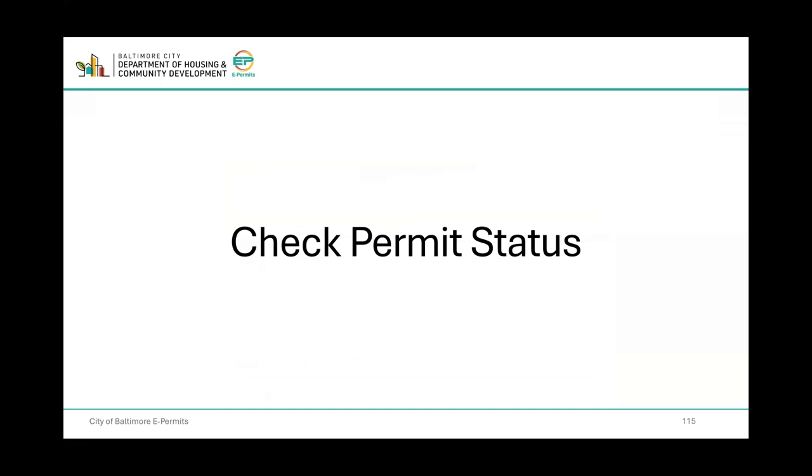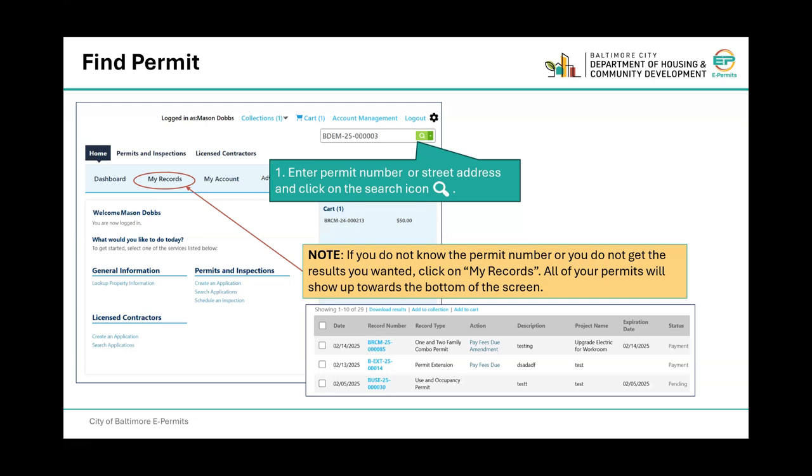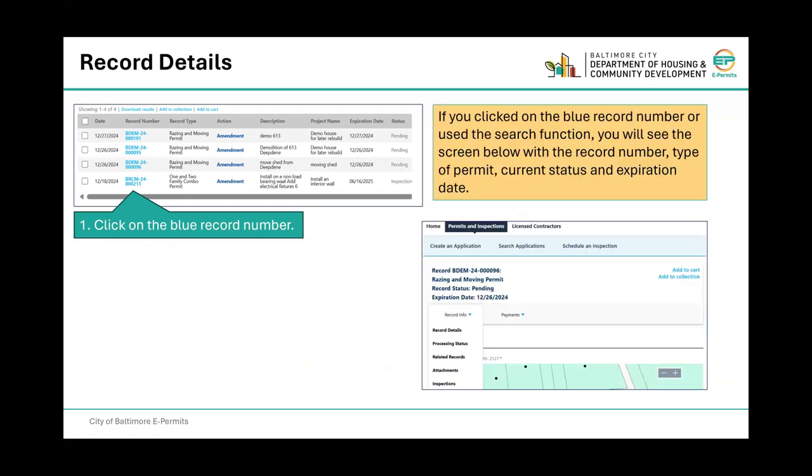So how to check the permit status? You enter the permit number or street address and click on the search icon. If you do not know the permit number or you do not get the results you wanted, click on My Records. All your permits will show up towards the bottom of the screen. Click on the blue record number. If you click on the blue record number or use the search function, you'll see the screen below with the record number, type of permit, current status, and expiration date.